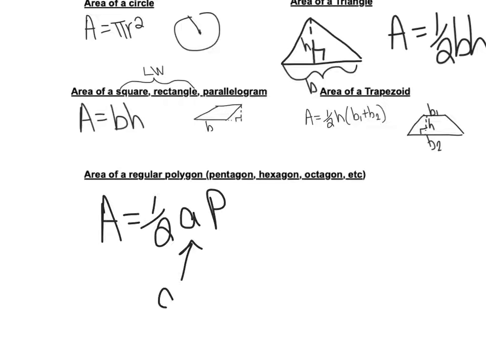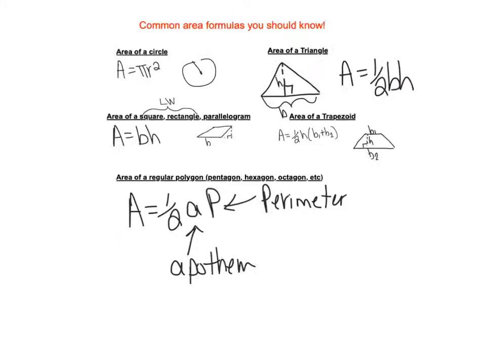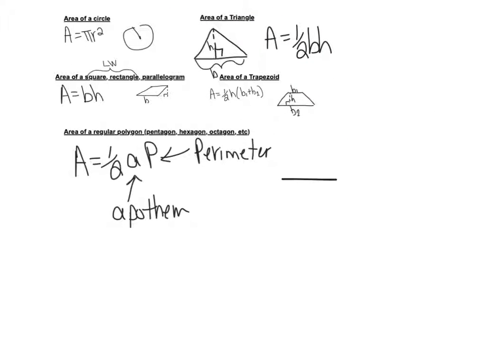And remember, a is the apothem and P is the perimeter. So a quick reminder here, let's just draw maybe a hexagon. It's not going to be a perfectly regular hexagon, but remember, if we had a central angle like that, each central angle is going to be 360 divided by 6 because it's a hexagon. The apothem goes from the center straight down perpendicular to the side. So just a reminder that that is the apothem.